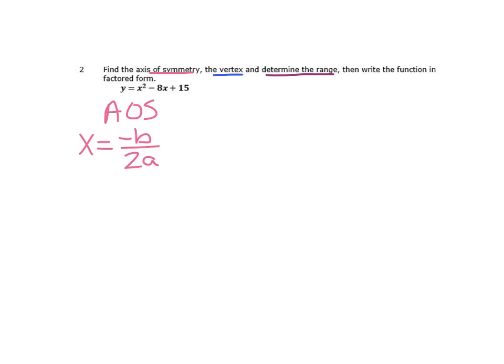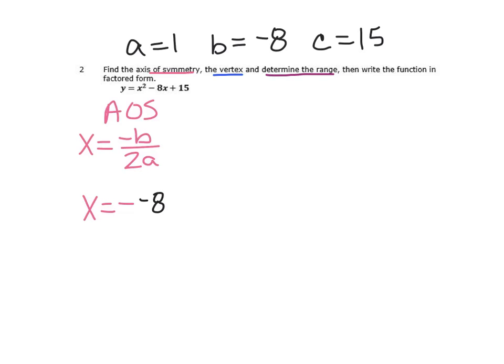Looking at the equation, I have an a value of 1, because we could say there's a 1 in front of the x squared, a b value of negative 8, because that's what's in front of the x, and a c value of 15. So when I come to my axis of symmetry, x equals negative my b value of negative 8 divided by 2 times my a value of 1.